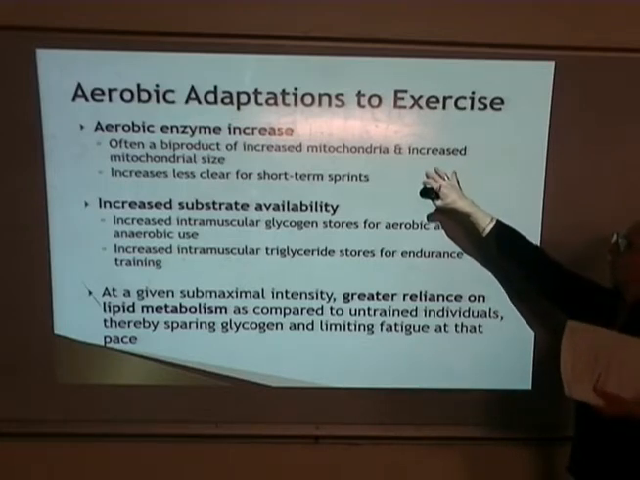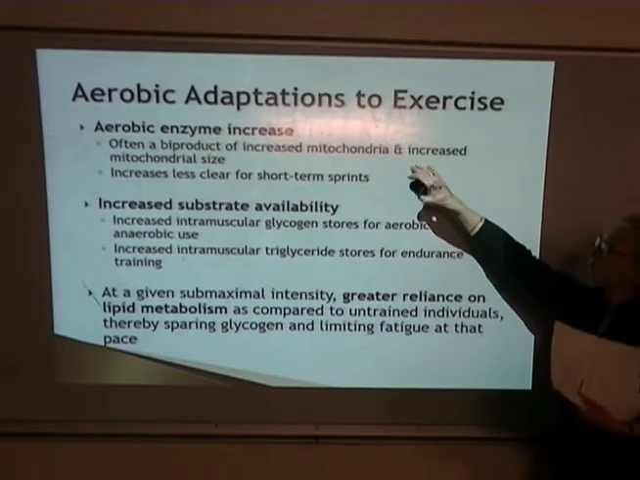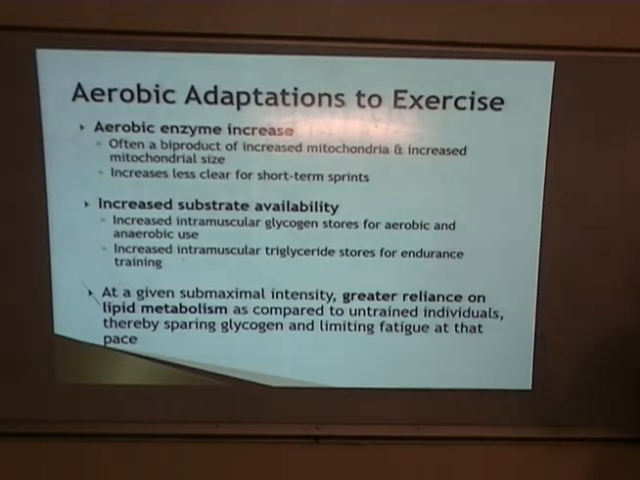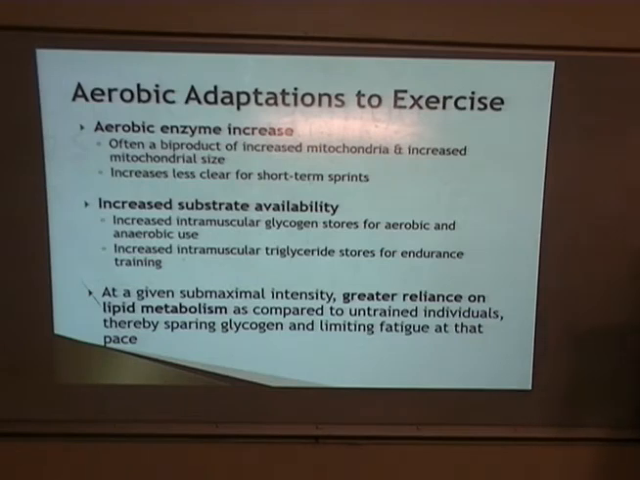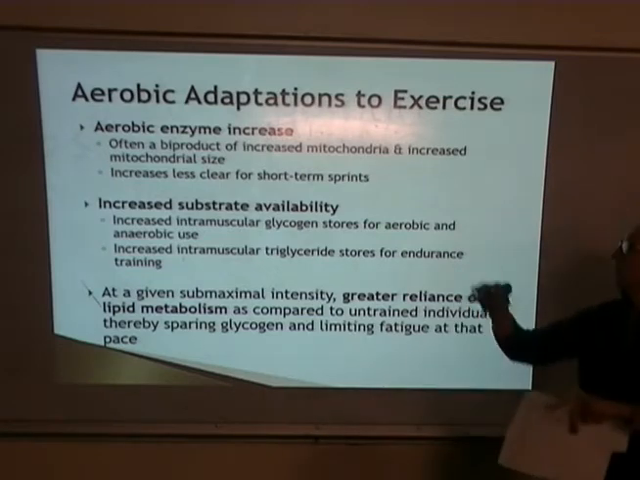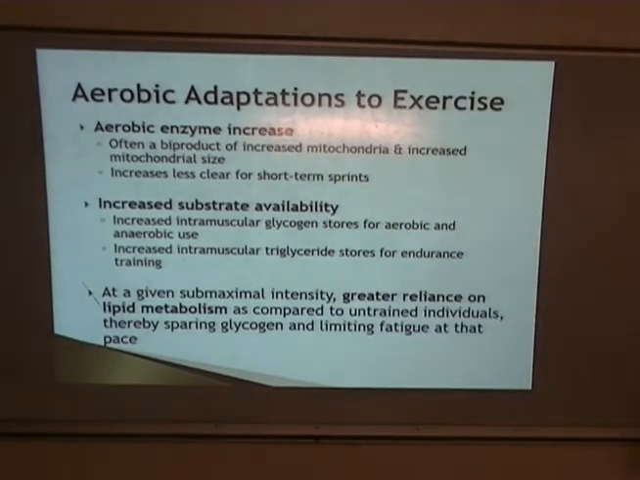And we'll come back when we look at the muscles and talk about the fact that some of that increase is due to the fact that when I train a muscle aerobically, it develops more mitochondria. Remember that mitochondria is where system three occurs, right? So if I've got more mitochondria available, then I've got more enzymes available to make ATP aerobically.